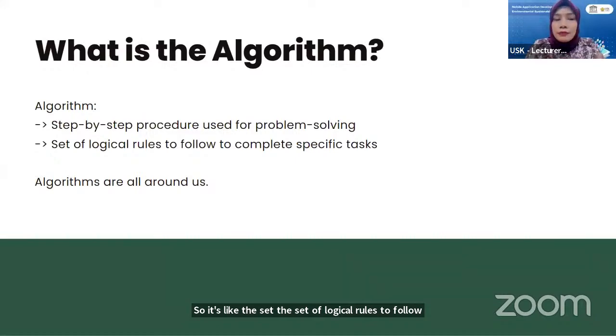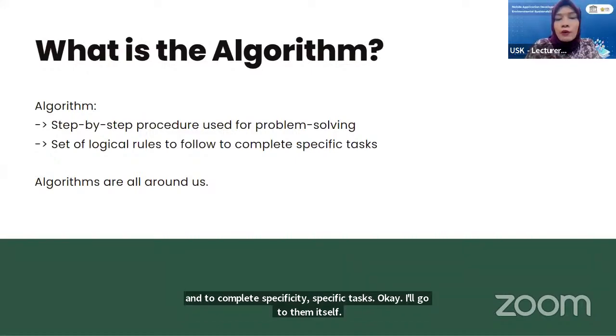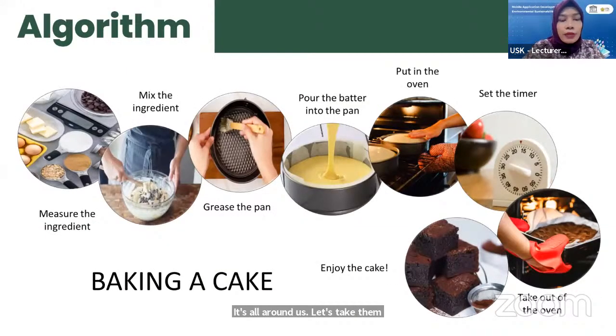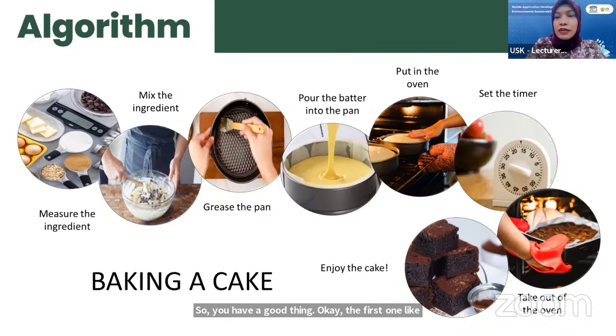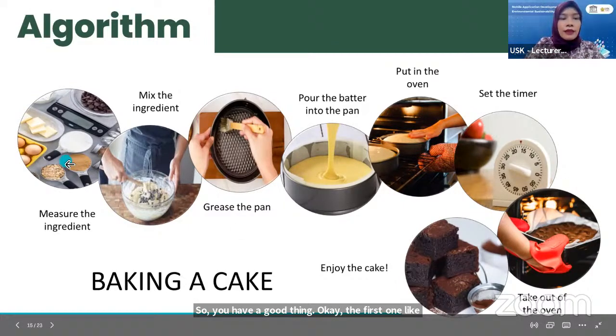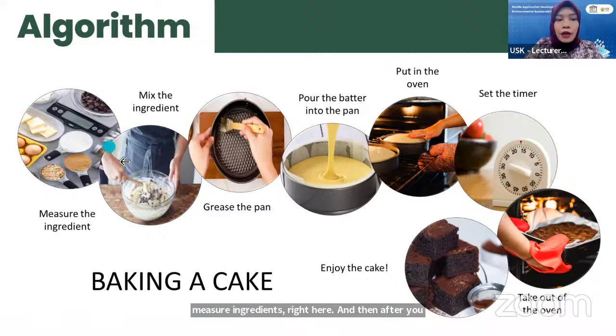Okay, an algorithm itself we can find in our daily life. It's all around us. Let's take an example of baking a cake. When you want to bake a cake, there are a few steps to follow so you have a good cake. The first one, like measure the ingredients, and then after you have your ingredients, you mix them all together, and then you prepare the pan, greasing the pan.